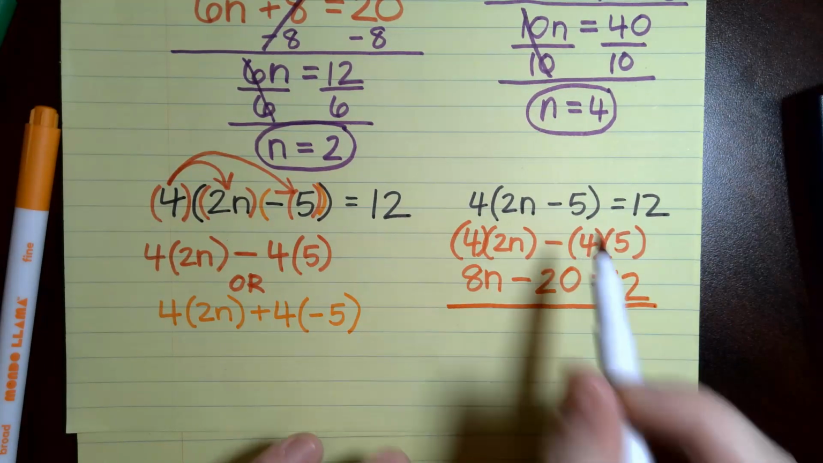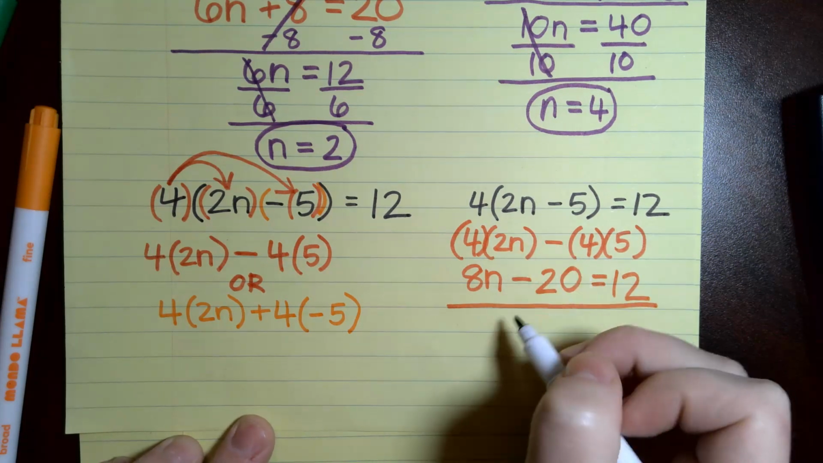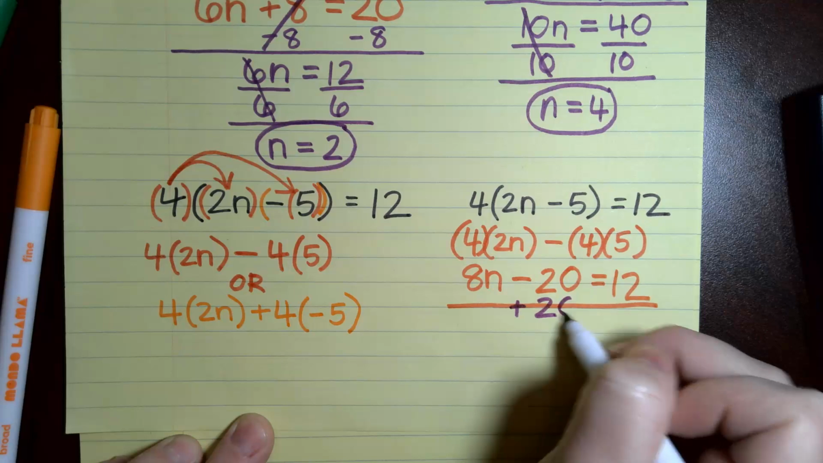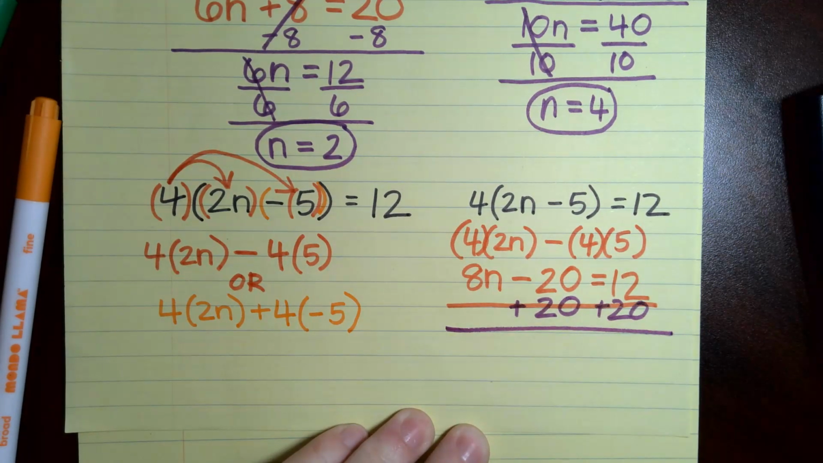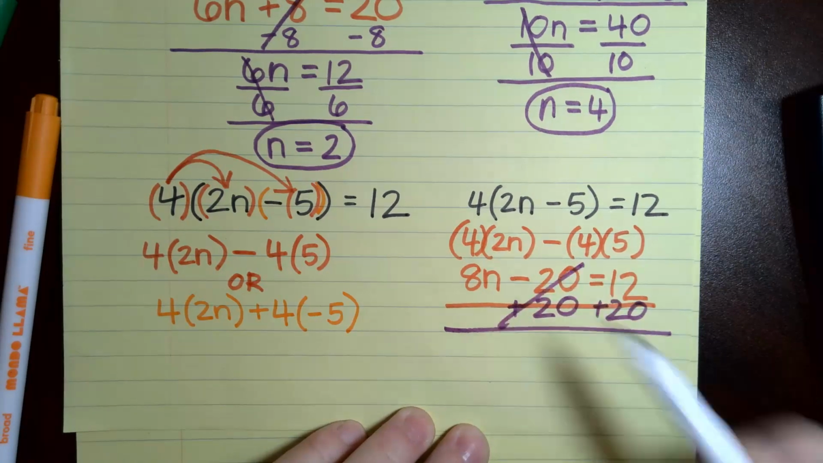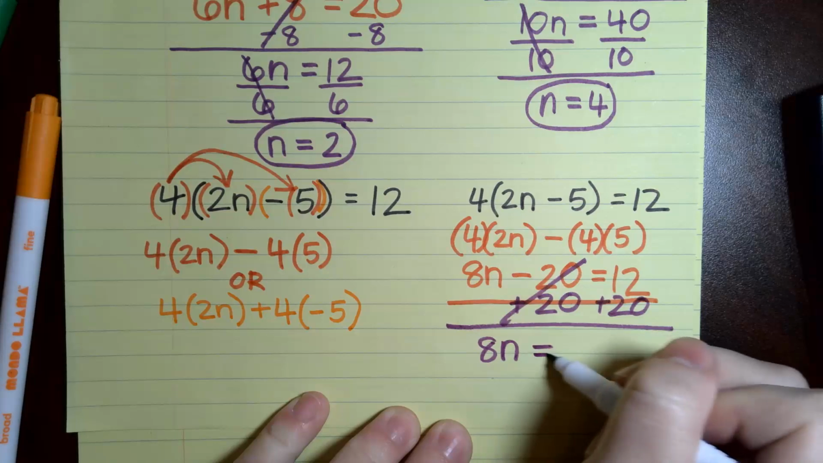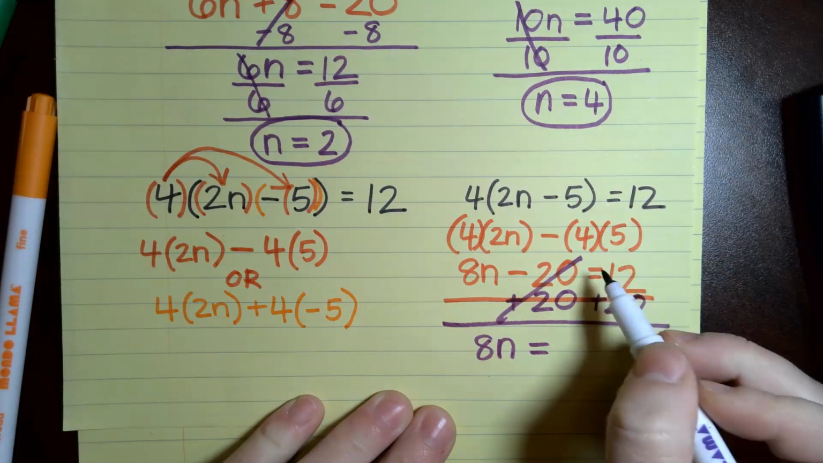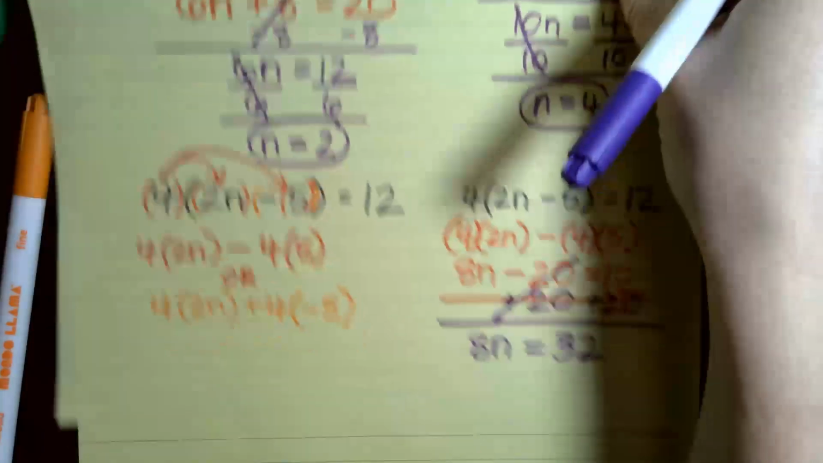Perfect. So we have distributed. We've gotten rid of that parentheses. Now I can solve it like a normal equation. What do I do here? Yes, plus 20 on each side. I drew that line too soon. That's all right. Okay. My 20s cancel. I'm going to bring down 8n equals, what is 12 plus 20? 32. All right, we're at the final step here.